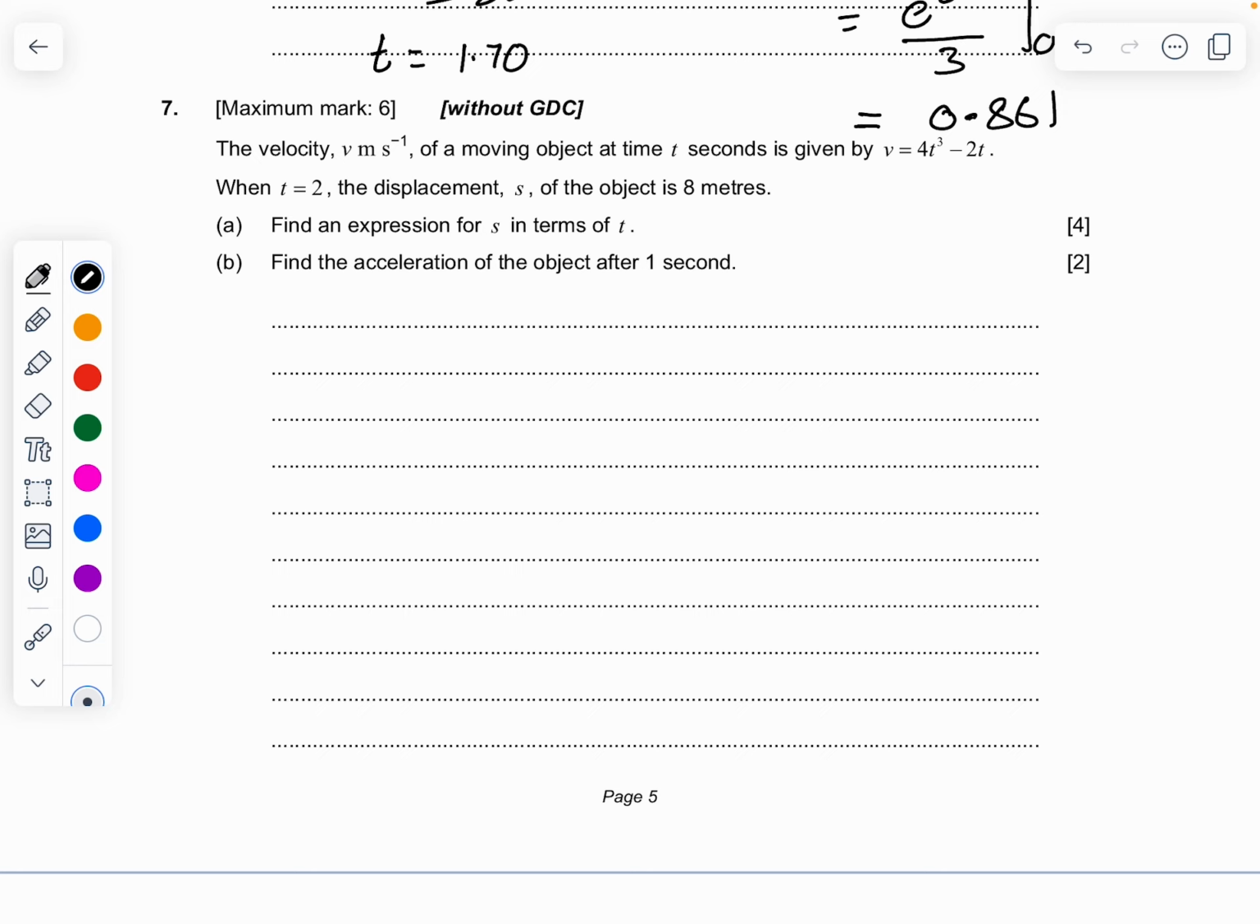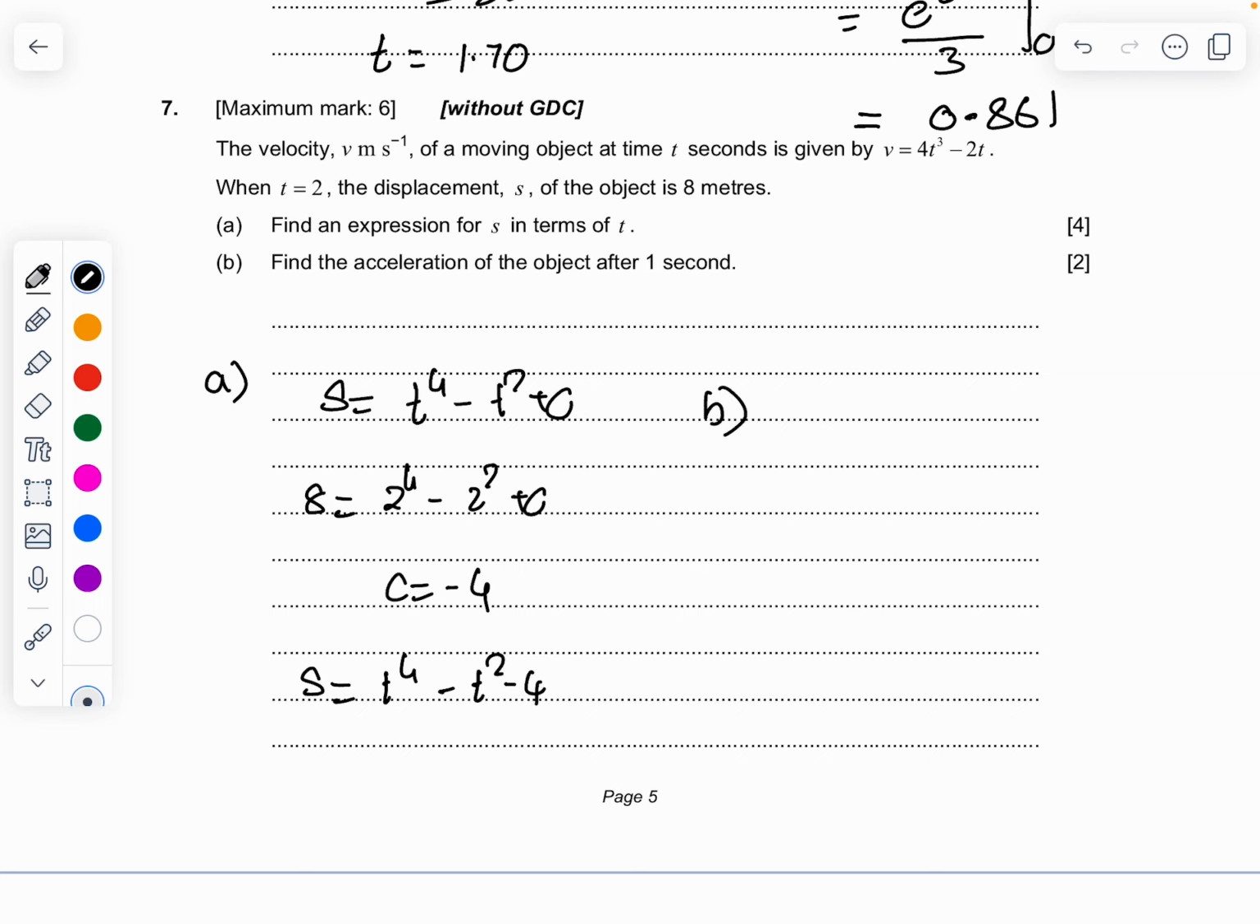Question number 7. The velocity v meters per second of a moving object at time t seconds is given by this. When t equals 2, the displacement is 8 meters. Find the expression for displacement. So s equals t power 4 minus t square plus c. So 8 equals 2 power 4 minus 2 square plus c. This gives me c value as -4. So s equals t power 4 minus t square minus 4.